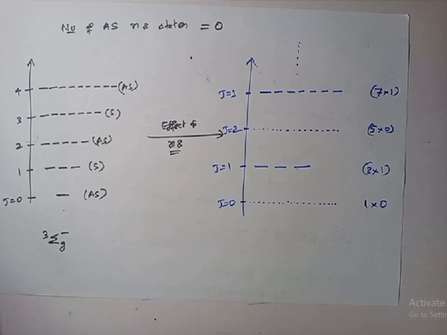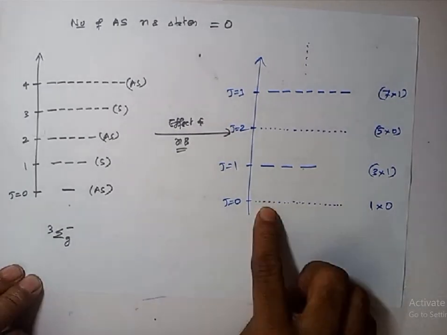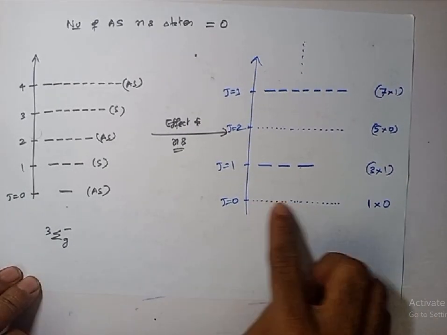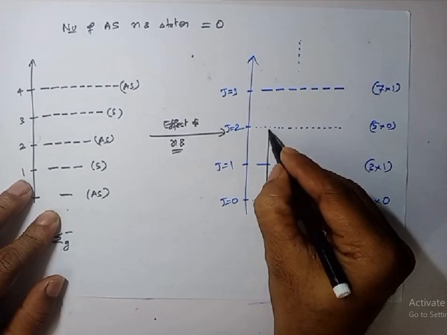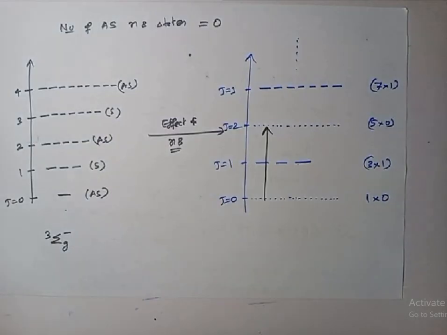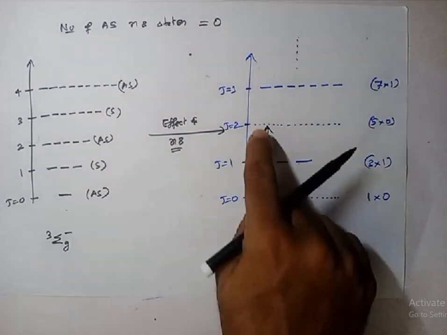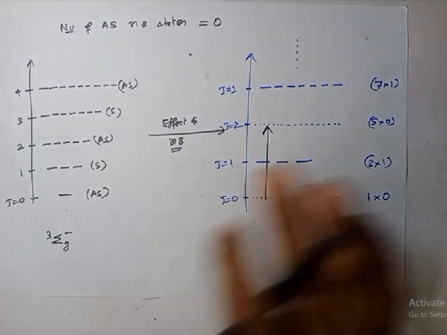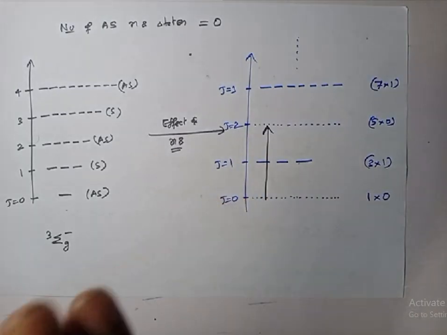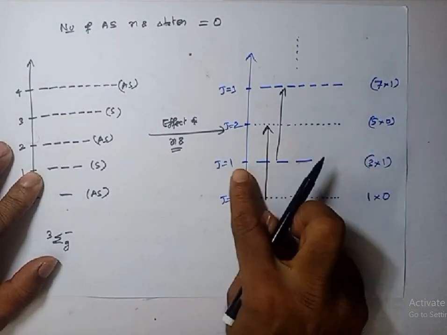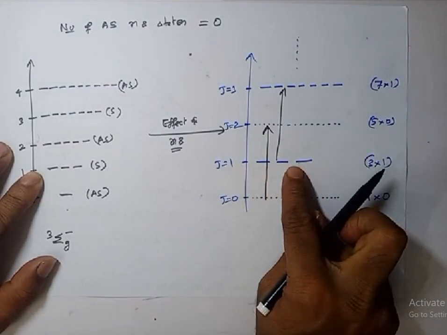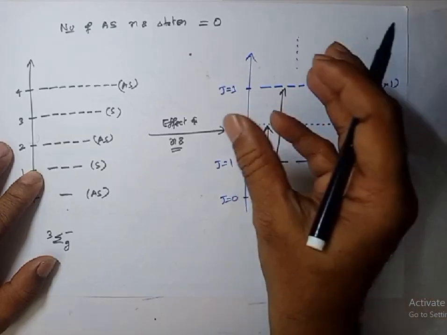Now listen carefully. Since there are no states available here, there are no molecules. Then, can this transition occur? Is this transition appearing in the spectrum? No, it is a missing line. This rotational transition does not appear. Whereas 1 to 3 will appear, because in J equal to 1 level I have some states, so I will get a line.